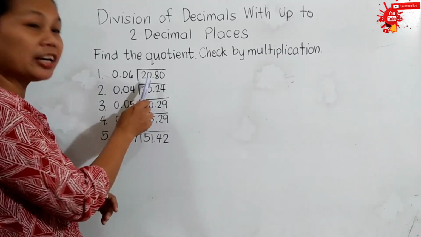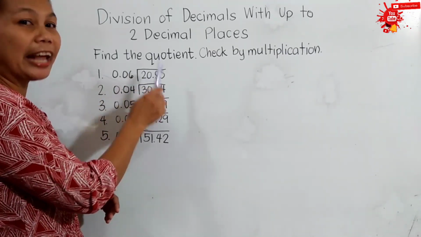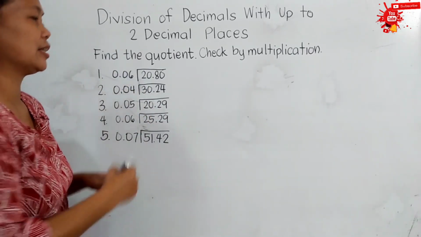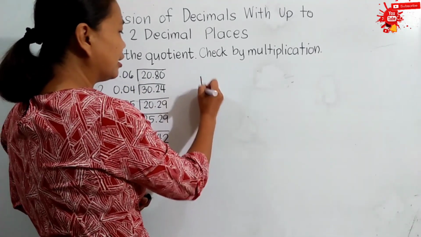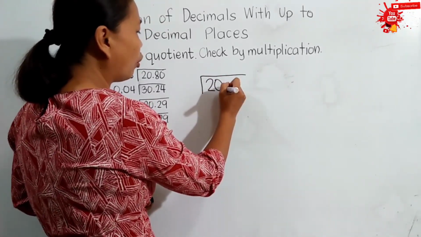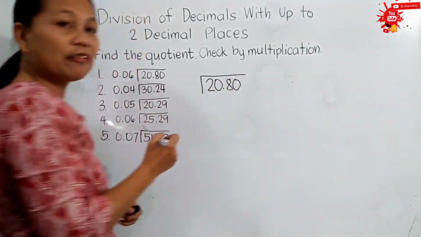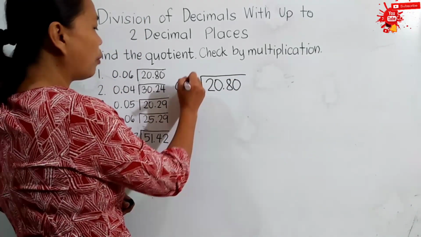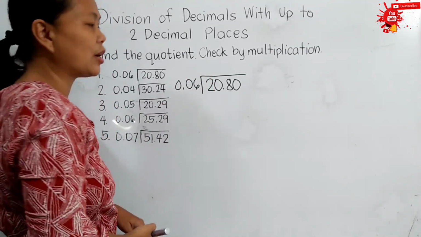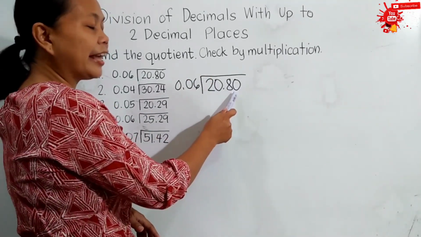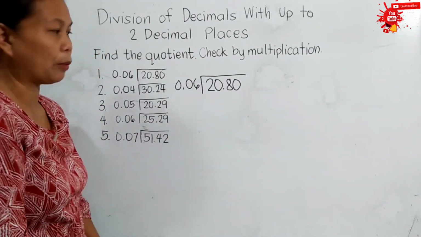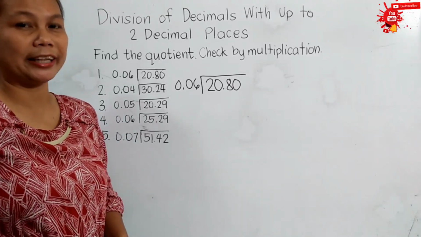So we are given here 20.80 divided by 0.06. So let us use the division symbol. Then we have the dividend 20.80 divided by 0.06 or 6 hundredths. Okay? 20 and 80 hundredths divided by 6 hundredths. So, paano tayo ngayon magdi-divide nito mga bata?